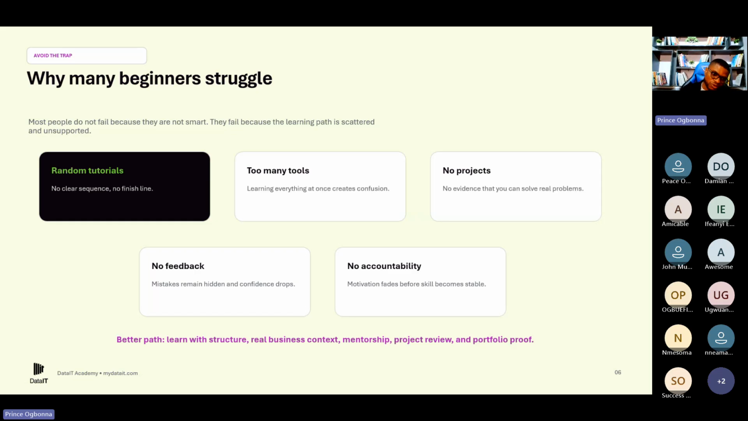Then the next one is no feedback. You're not learning in a community, or with somebody who has been through the path. Nobody to tell you, okay, you did this, you need to refine this, you need to do it this way instead of this way, right? That feedback is critically important. It's very, very important, and you need it to grow faster and not waste too much time doing different things that you don't know whether they are good or not.